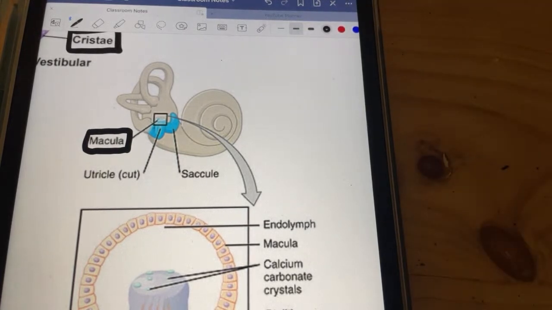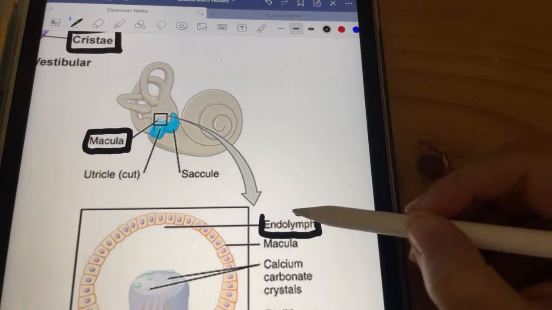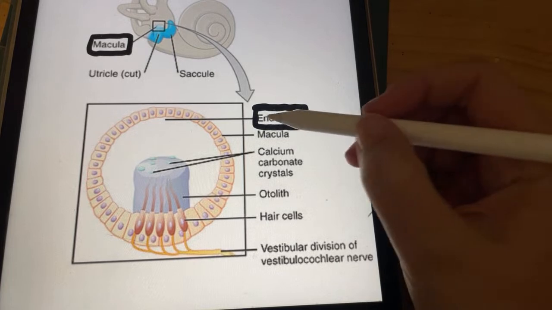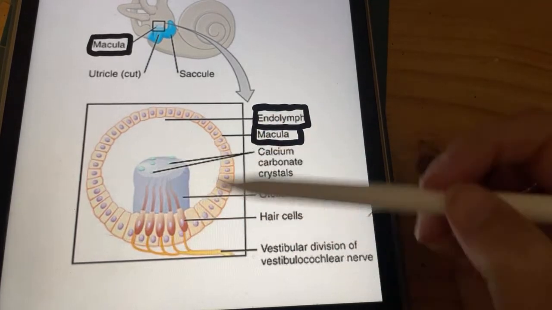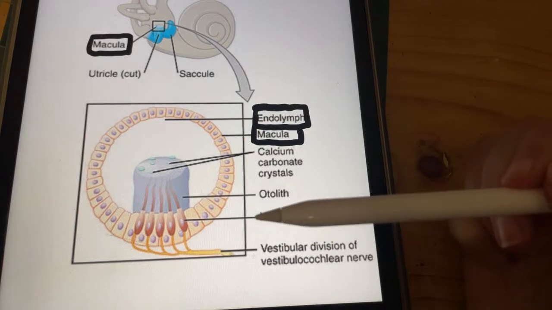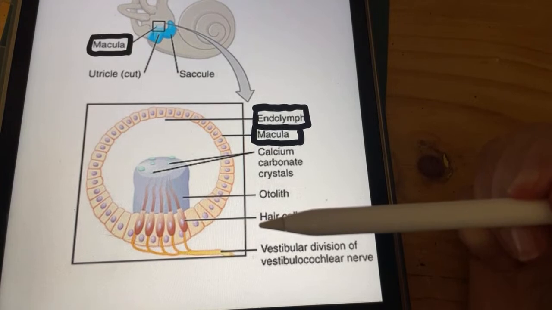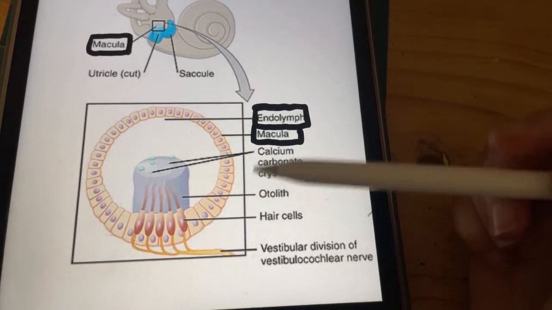And again, you don't need to know anything else. All you need to know is the fact that there is endolymph moving around inside this part of your ear and the maculae. And that's it. Everything else inside here is optional knowledge. I say optional because maybe your teacher wants you to know it for your internal exam, but for the final, you don't need to know anything else.